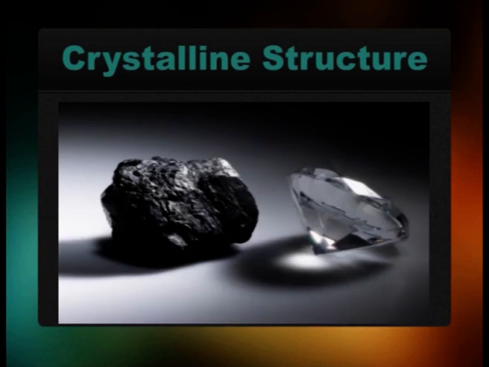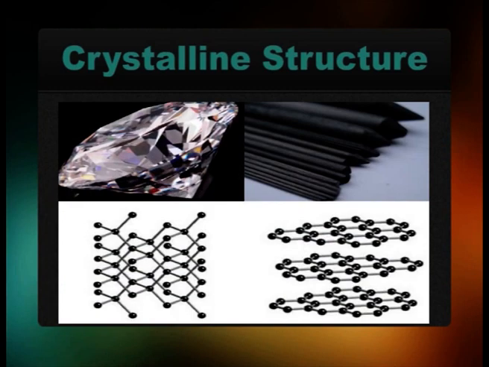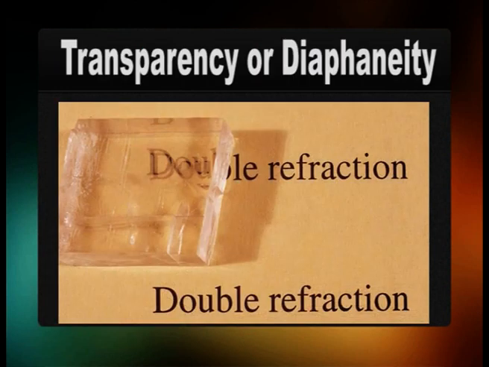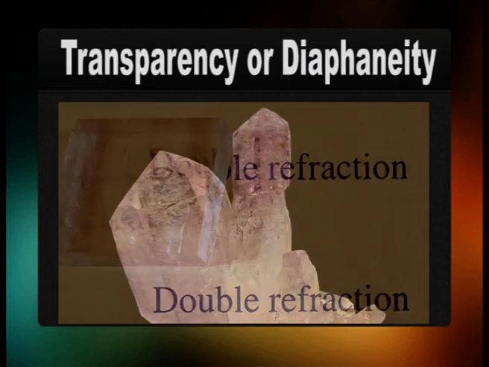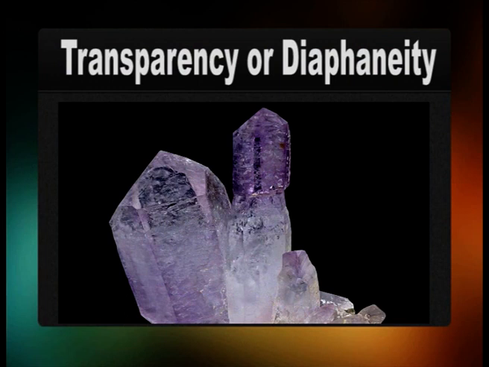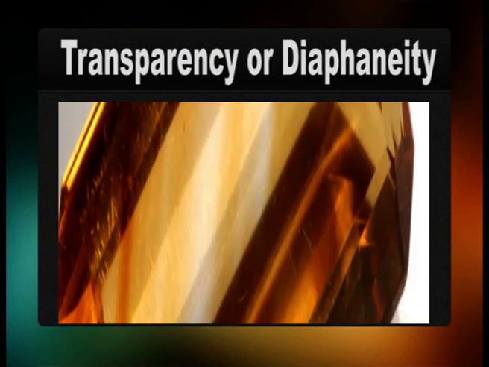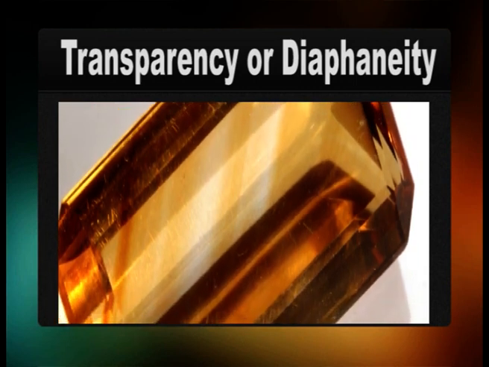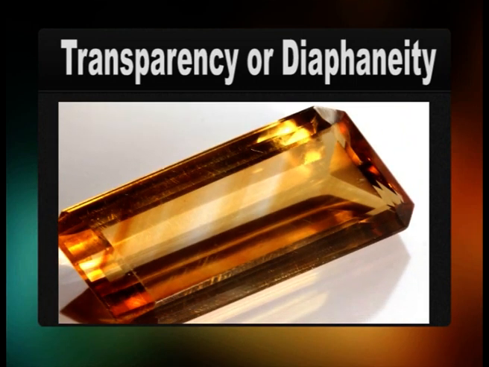Some minerals form crystals if there is time and room for the crystals to form. The crystal pattern of a mineral is controlled by the internal arrangement of the atoms that make up the mineral. Seventh is the transparency or diaphanity. Diaphanity is a mineral's degree of transparency or ability to allow light to pass through it. The degree of transparency may also depend on the thickness of the mineral.